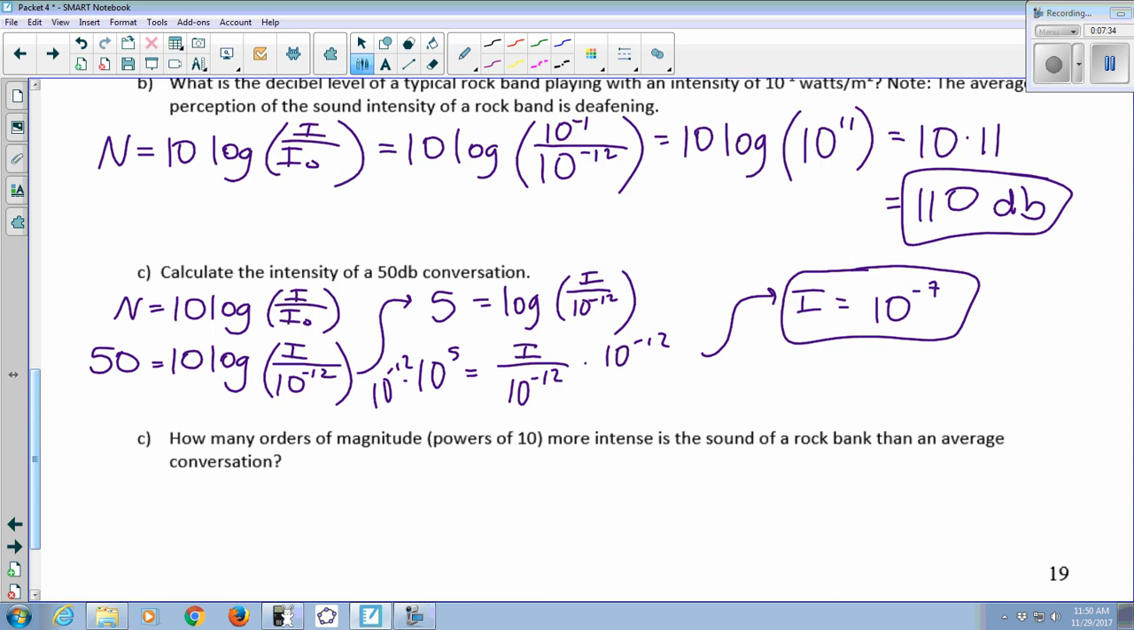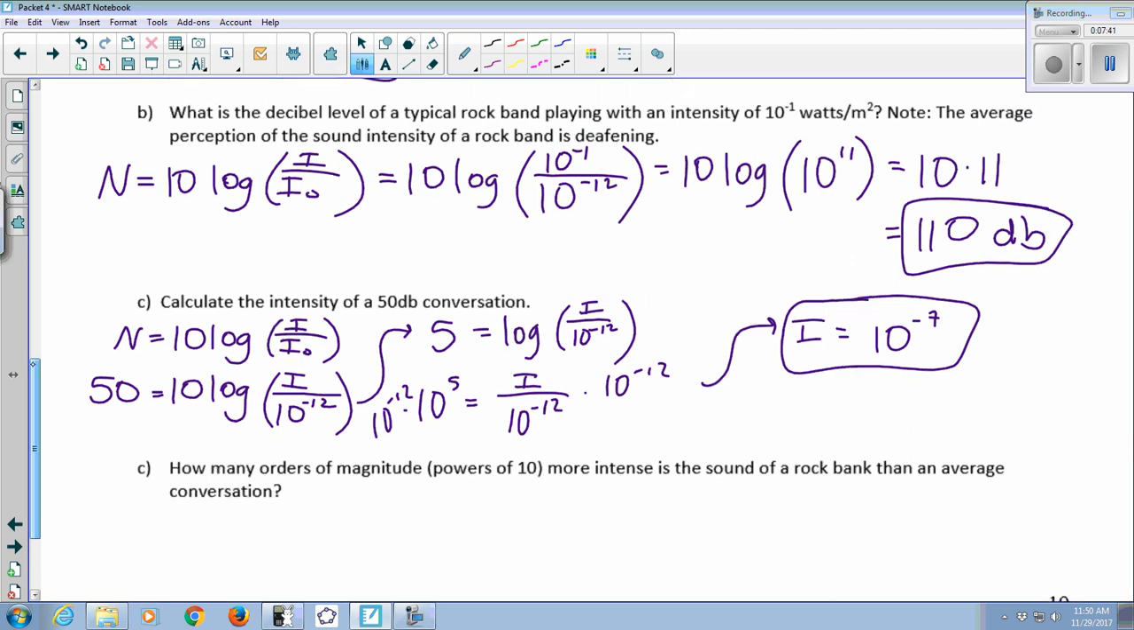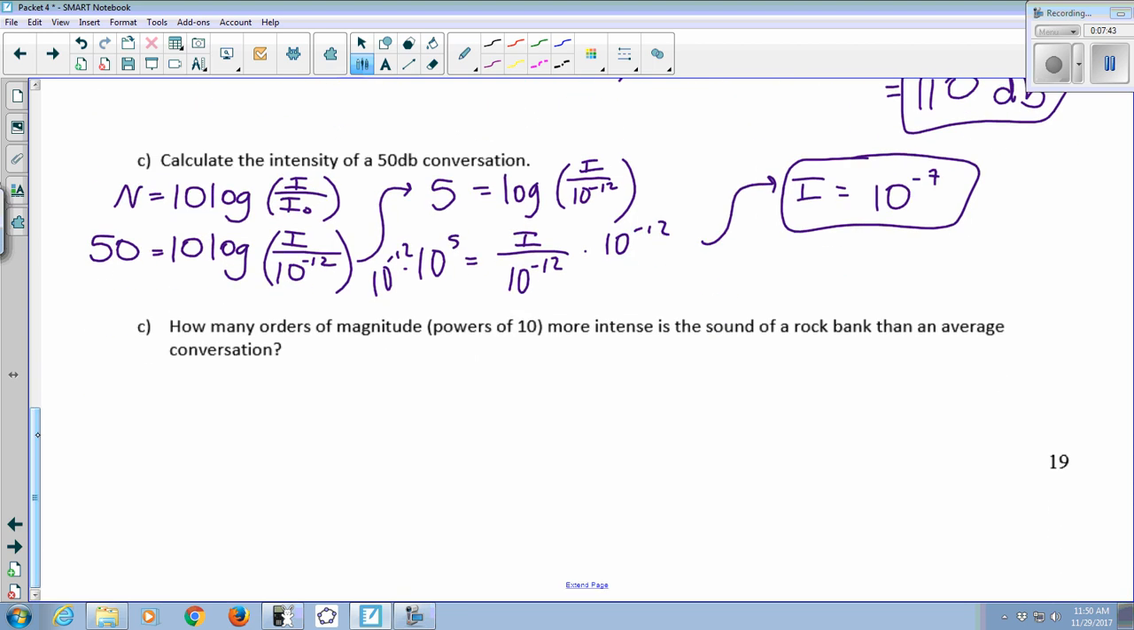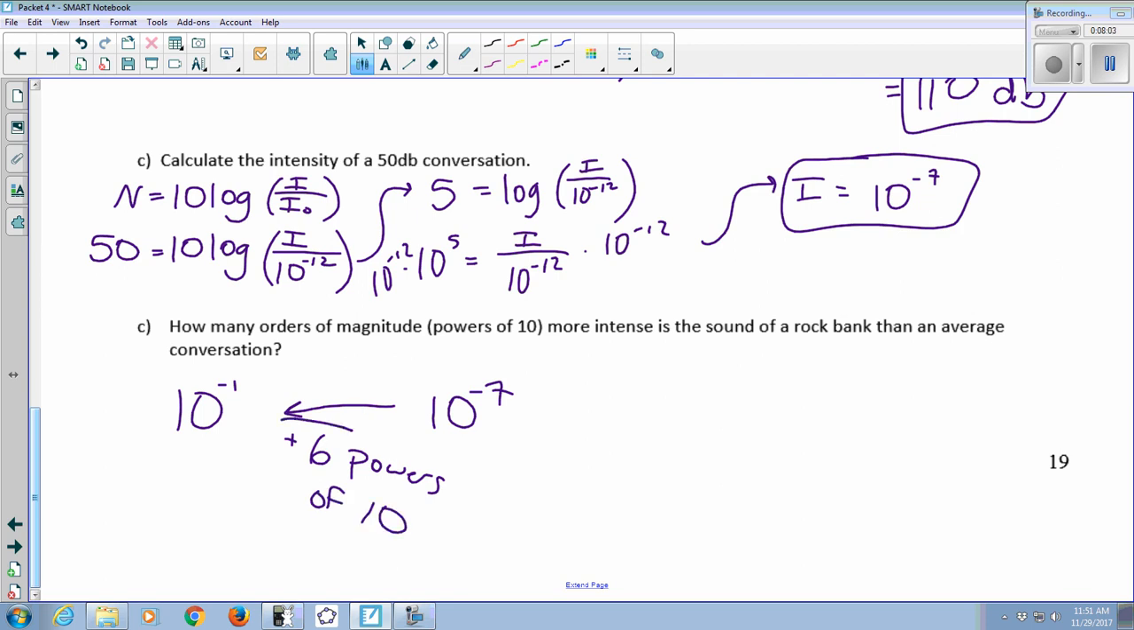How many orders of magnitude, that is powers of 10, more intense is the sound of a rock band than average conversation? So the intensity for a rock band is 10 to the negative 1 compared to average conversation, which is 10 to the negative 7. So how many powers of 10 larger is 10 to the negative 1? 6 powers of 10. Negative 7 to negative 1 is a difference of 6.